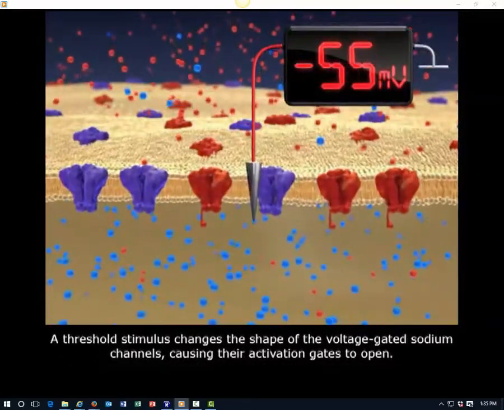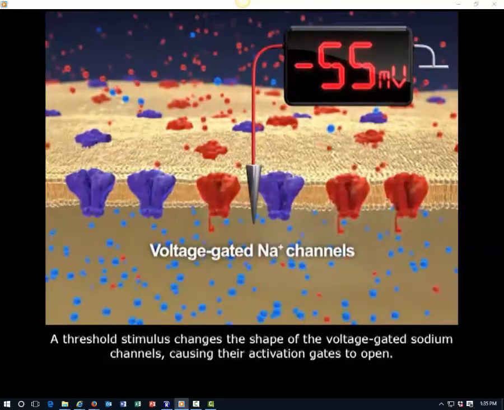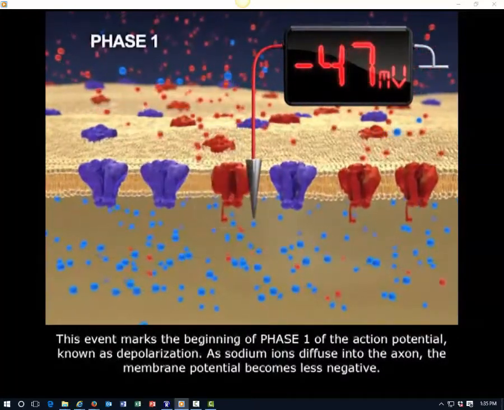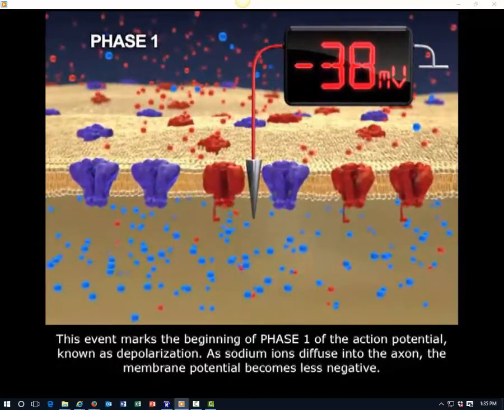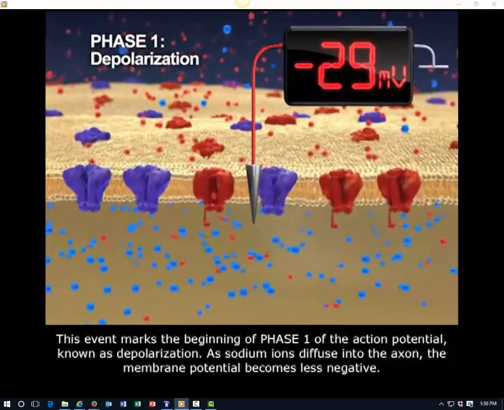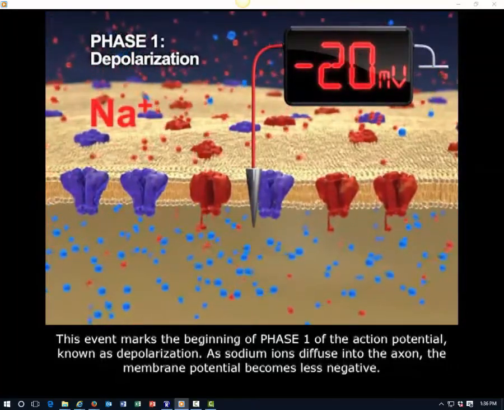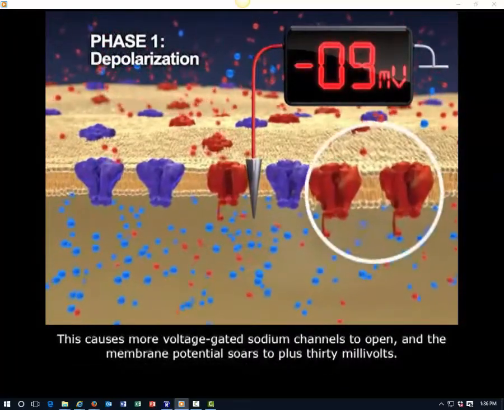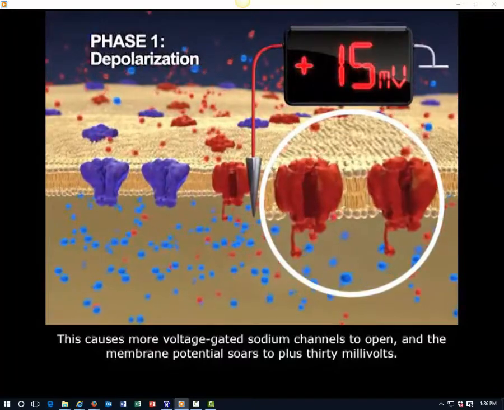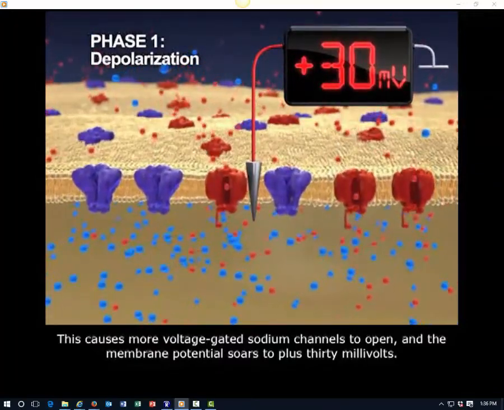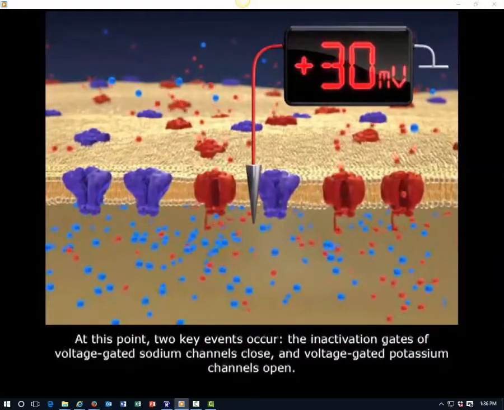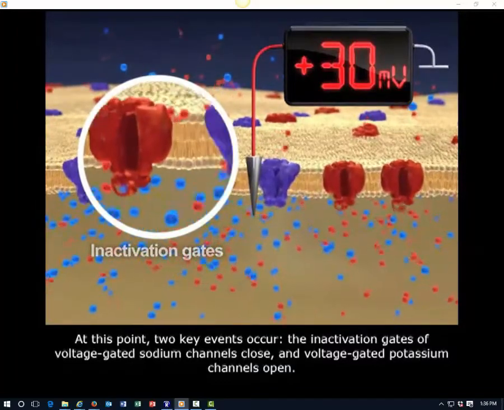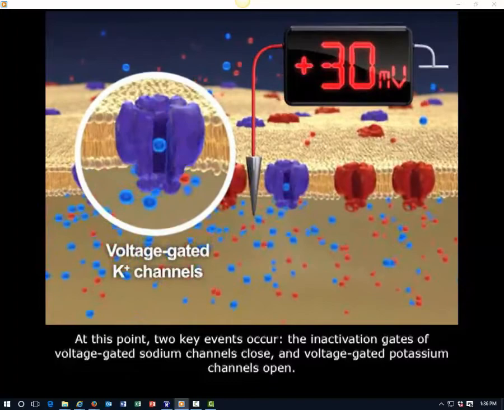A threshold stimulus changes the shape of the voltage-gated sodium channels, causing their activation gates to open. This event marks the beginning of phase one of the action potential, known as depolarization. As sodium ions diffuse into the axon, the membrane potential becomes less negative. This causes more voltage-gated sodium channels to open, and the membrane potential soars to plus 30 millivolts. At this point, two key events occur.